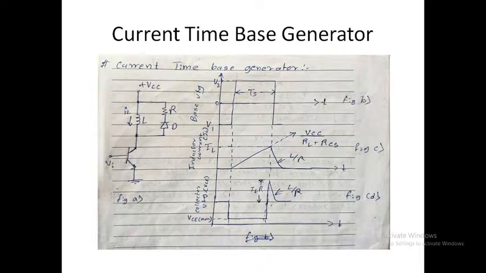And next, the last one is the current time-based generator. The two types we have already seen, that is the Miller sweep generator and the bootstrap time-based generator, are the voltage time-based generators. Now we'll see the current time-based generator.